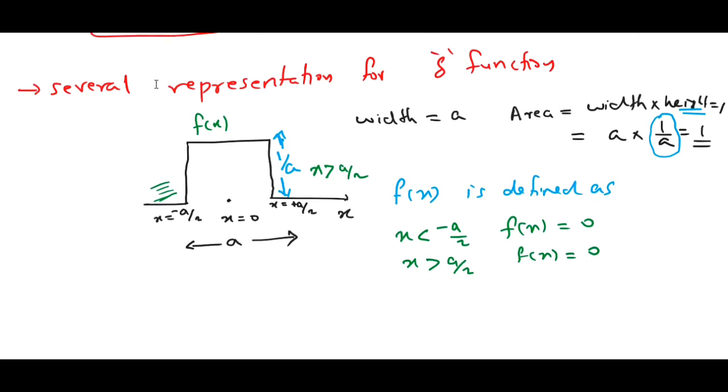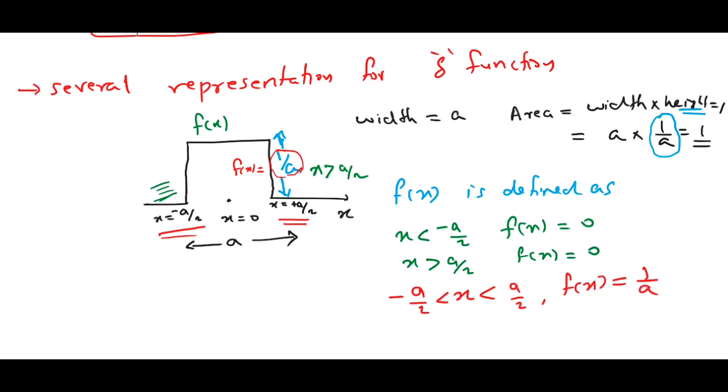But between these 2 points, that is between x equal to minus a by 2 and x equal to plus a by 2, we can write this function as a particular value. That particular value is f of x equal to 1 by a. That is, for x between minus a by 2 and a by 2, the function has a value 1 by a.